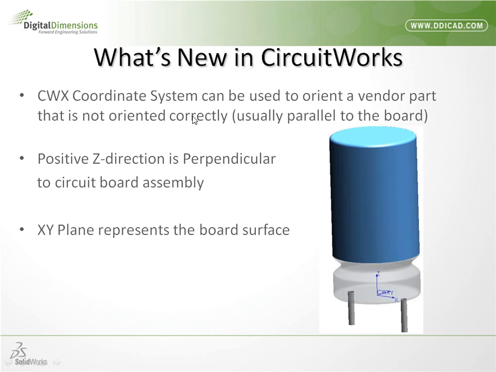So what I'm going to show you first is this coordinate system. CWX can be used to orient the vendor part, and so a vendor part, again, or something you created or something that you got off of 3D Content Central. In this case, the XY plane will represent the board surface, and the positive Z direction is going to be perpendicular to the circuit board. The positive Z is going to be your up direction. So let me go ahead and show you the CWX coordinate system to help orient the parts now inside of SolidWorks. So now I'll show you some of this functionality in SolidWorks.